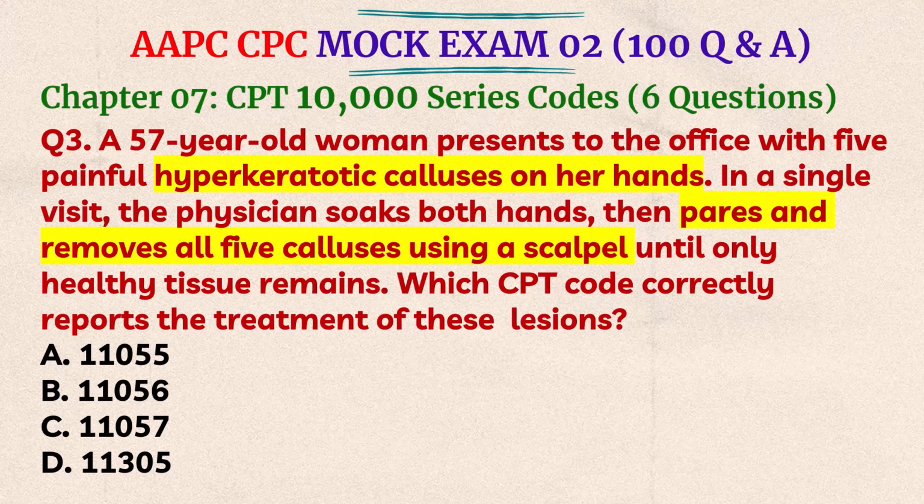So here you have to highlight this is hyperkeratotic callus on her hand, pares and removes all 5 calluses using a scalpel. When you look at the answers, all codes are adjacent codes. A, B, and C are very nearby codes and D is a deviated code. So you can use the elimination method to find the answer. Also, I will explain the alphabetic index method.